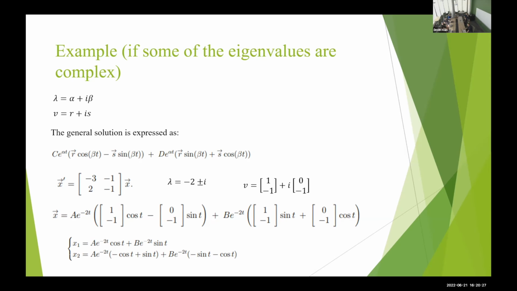For the example that I mentioned here, I obtained lambda equal to -2 plus or minus i, which means alpha is -2 and beta is 1 here. Then, based on the lambda, I obtained the eigenvectors. And following the equation, we can easily find the solution of these linear differential equations. So I guess that's it. Please let me know if you have any questions.